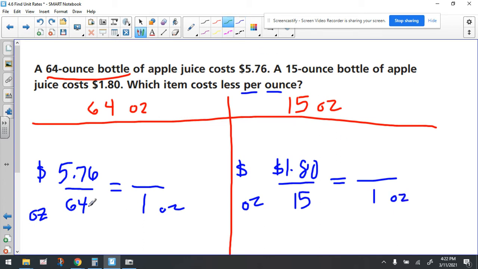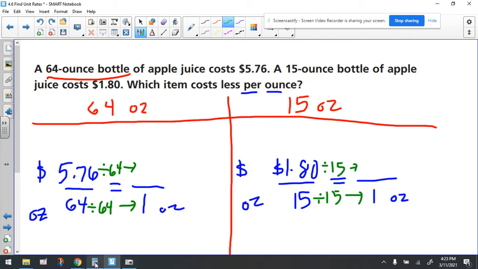The math behind it is to recognize what we're really doing if we're using proportional reasoning. We really have to find this divided by this. Why? Because 64 divided by 64 is 1. So we have to find this divided by 64 to get the answer. Over here, divide by 15 to get how much it is per ounce.